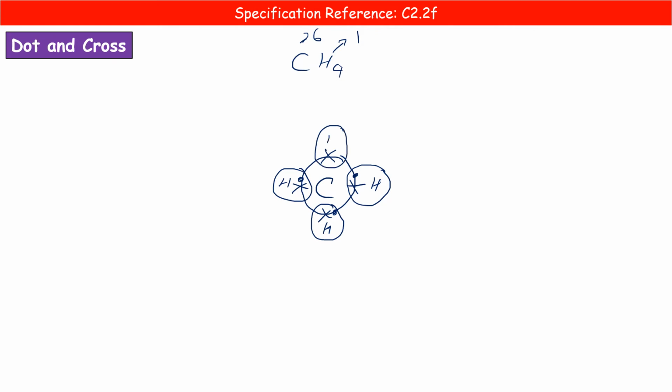So what we actually have is a structure that, if we do the displayed formula, looks like this. Carbon in the middle, and then a covalent bond, the line, joining each hydrogen to it. And the covalent bond is the shared pair of electrons, 1 dot, 1 cross.